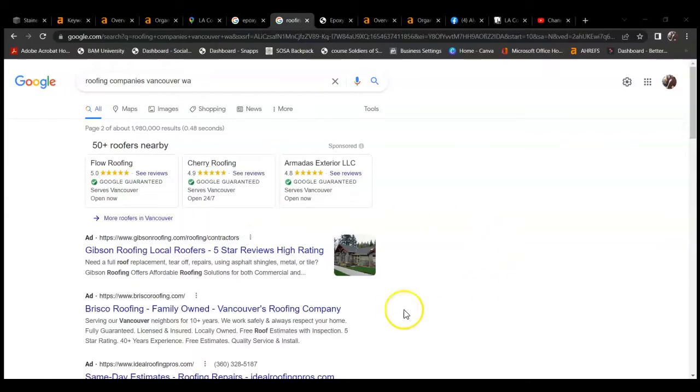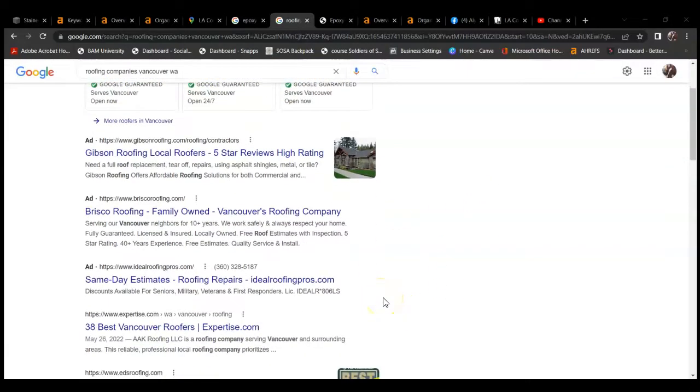The Google ads themselves, they are right below those local ads. They don't have as high of a conversion rate. However, you can be seen by a lot of different people.